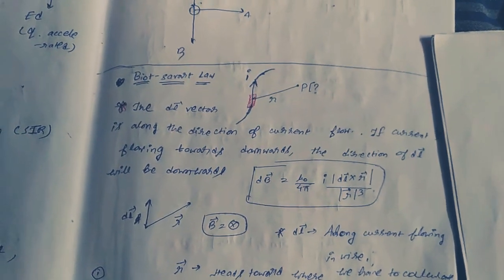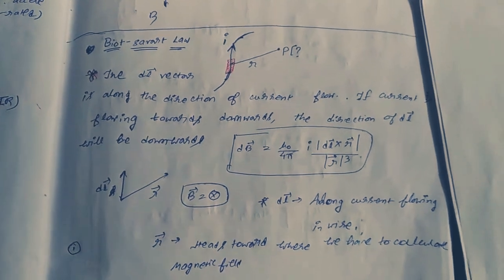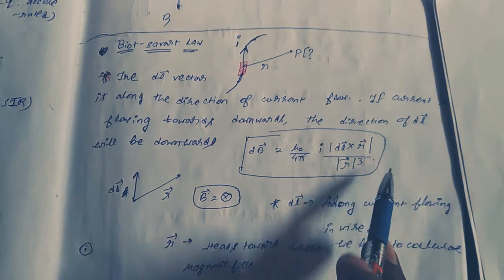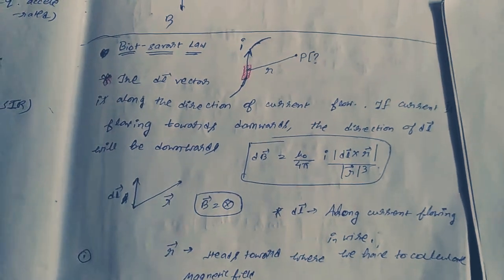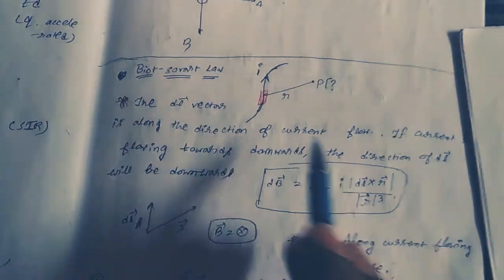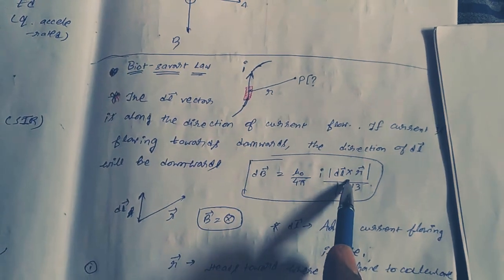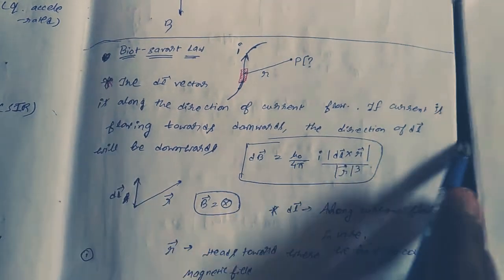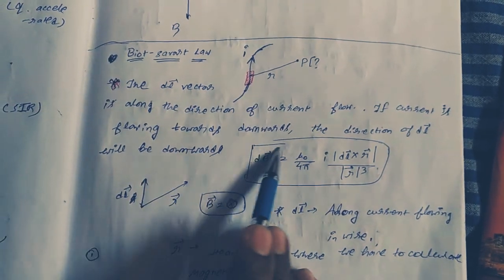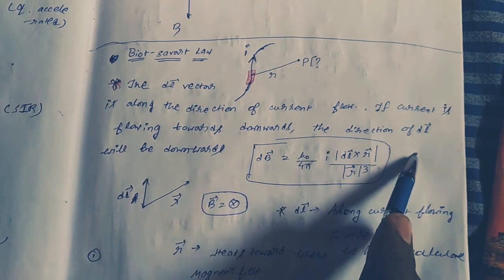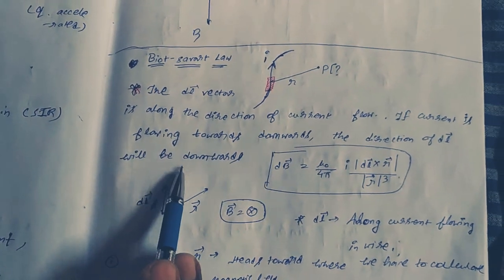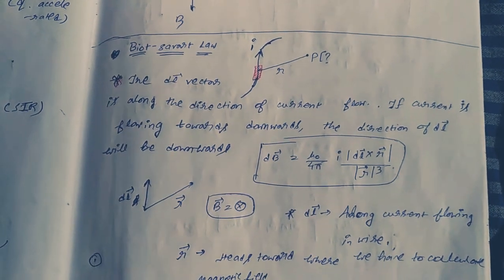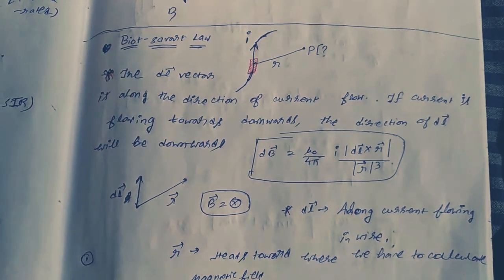Then what will be the magnetic field? The magnetic field will be dB equals mu naught upon 4 pi, I dl cross r vector by r cube. But always remember that the length element dl you take will be along the direction of current. Here it is written that if current is flowing downward, then the direction of dl will be downward. If the current is flowing upward, then the length element you have to take is upward.